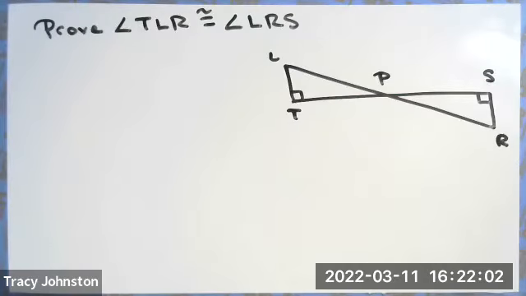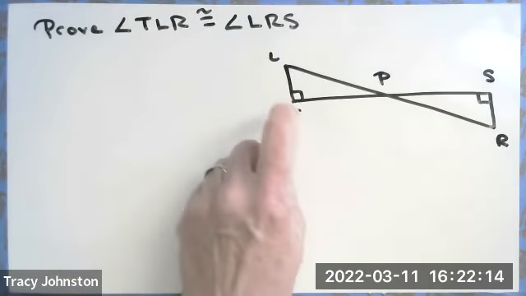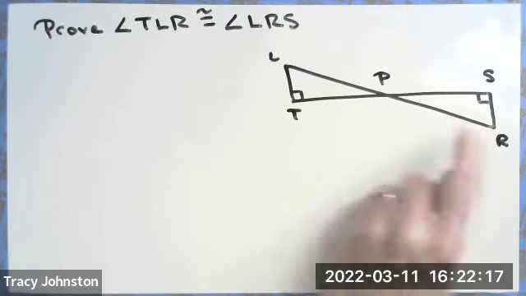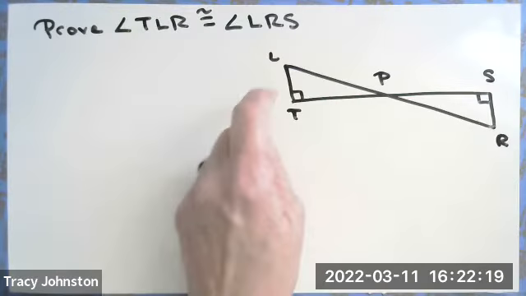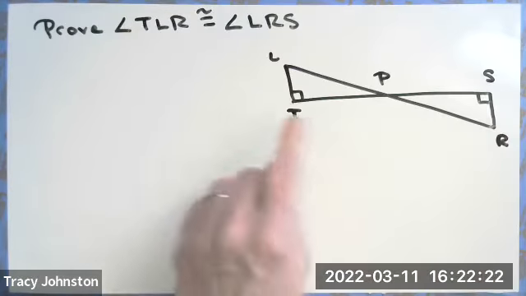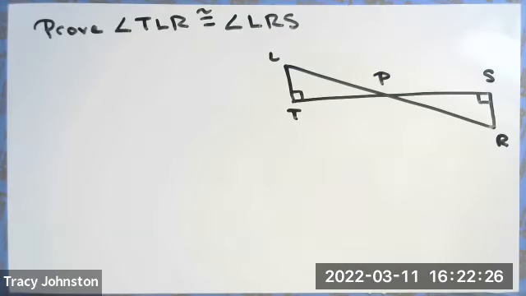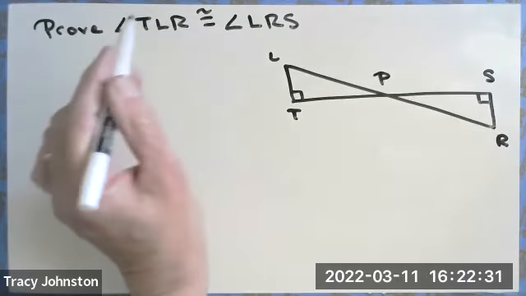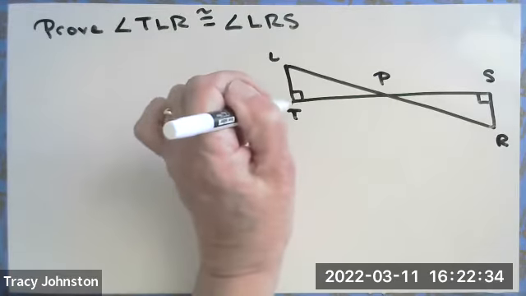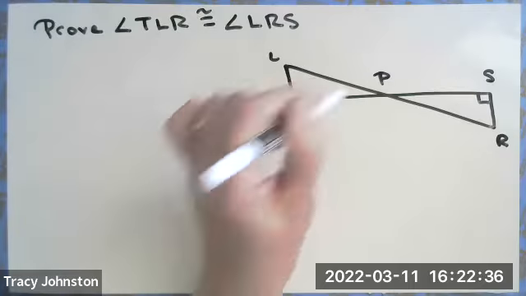This is homework topic 4, the triangles homework, problem number 11. What we want to do for this is to prove that angle TLR is congruent to angle LRS, given that this is a right angle and that's a right angle. Now, it might seem weird to call angle TLR by that name because it really looks like angle TLP.